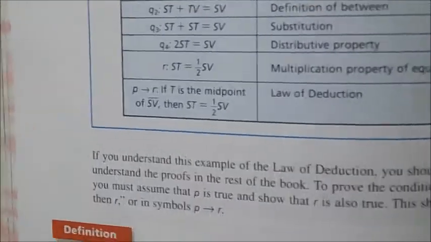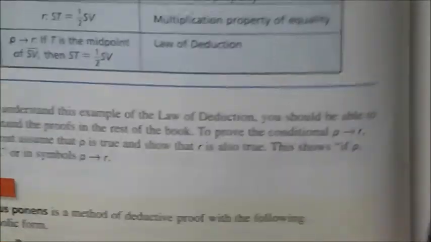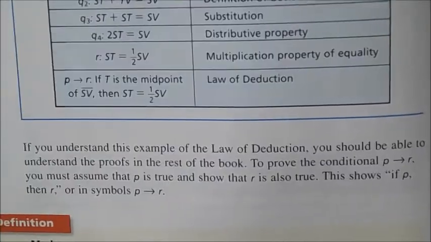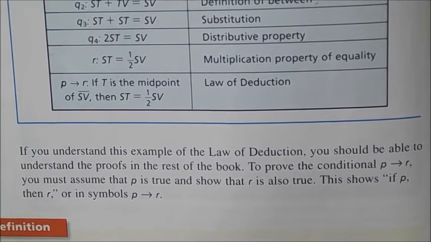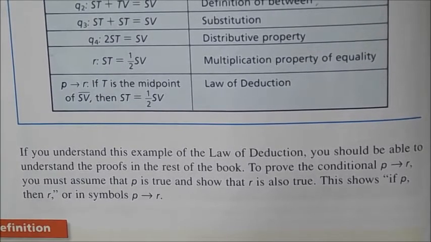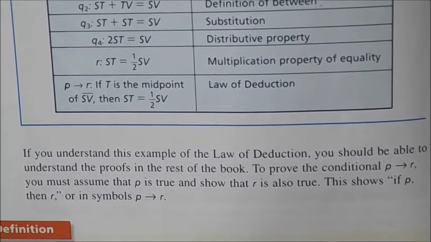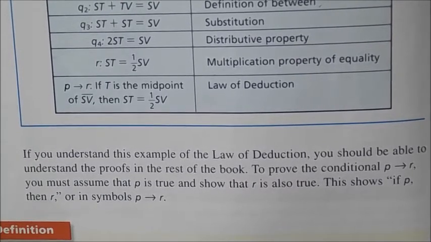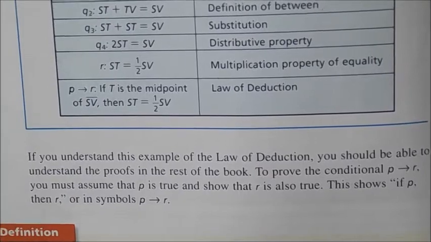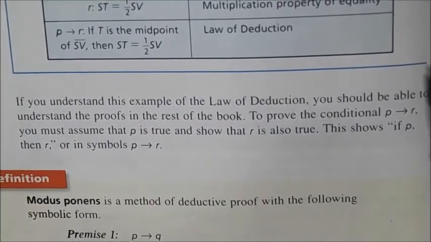All right, down a little lower it says, if you understand the law of deduction, you should be able to understand the proofs in the rest of the book. To prove the conditional, if P then R, you must assume that P is true and then show that R is also true. Okay, that's exactly what that example was up there. So just read that again.